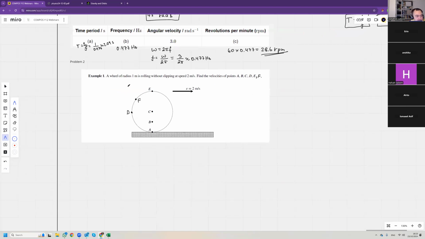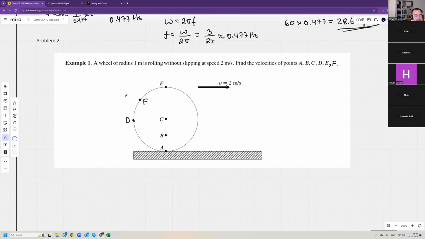All right. So example 1. This is from the assignment. I've modified it slightly. A wheel of radius 1 meter is rolling without slipping at speed 2 meters a second. Find the velocities of A, B, C, D, E, F.